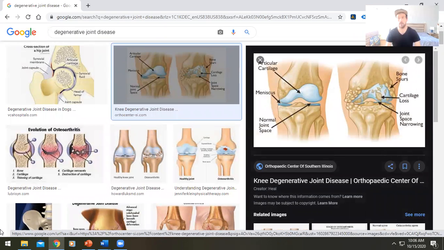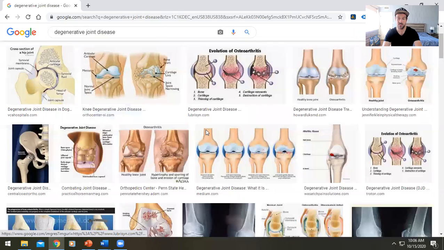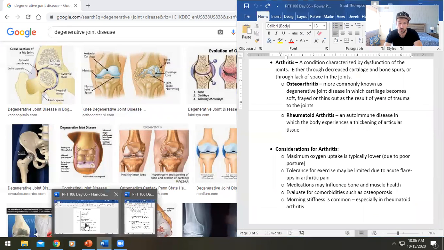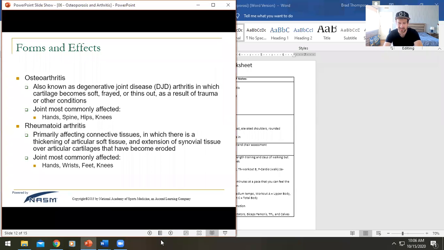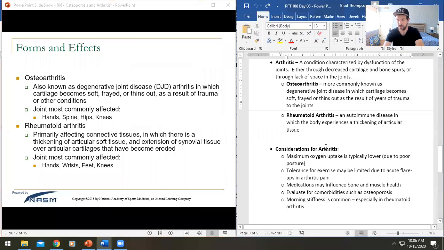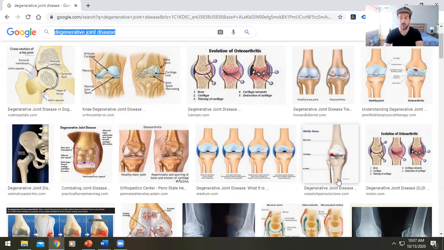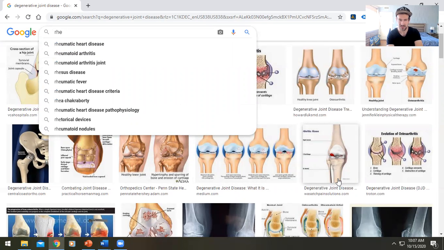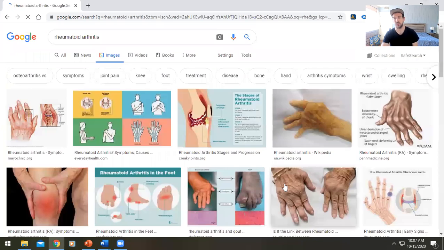So it repairs much, much more slowly compared with other types of tissues. So that's osteoarthritis, more commonly referred to as degenerative joint disease, right? But then there is another version, which is called rheumatoid arthritis. This is one that is typically going to be present if you have a family history of it. Sometimes you'll hear people refer to this as rheumatism, but rheumatoid arthritis is actually an autoimmune disorder.